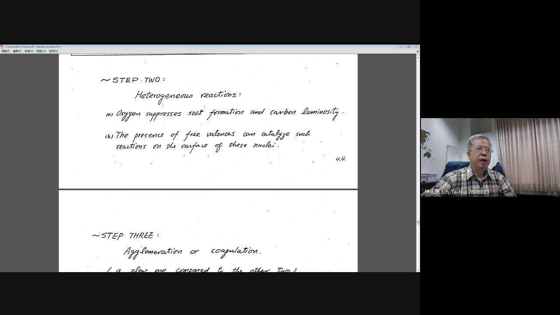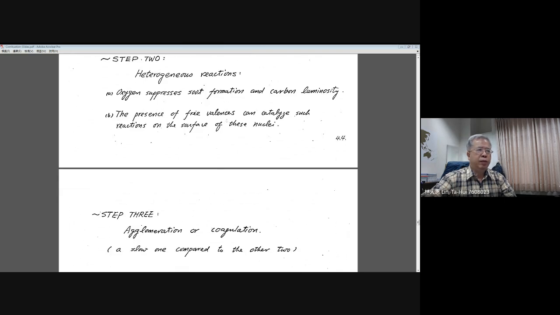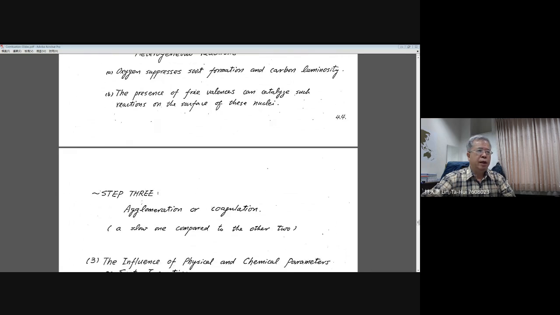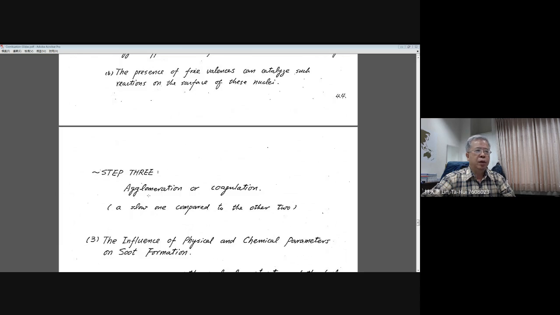And the step two, they will have a heterogeneous reaction. The step three, actually, the competition occurs between step two and step three. Step two means those oxidations on the particle surface will make the solid particle become smaller, right? But for step three, if the oxidation on the soot formation is not too strong, then there is a possibility to have so-called agglomeration and coagulation. Agglomeration or coagulation means that you will have several particles, they are moving and they have a chance to meet together.